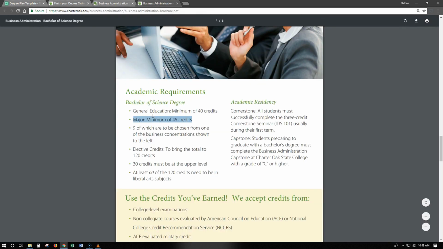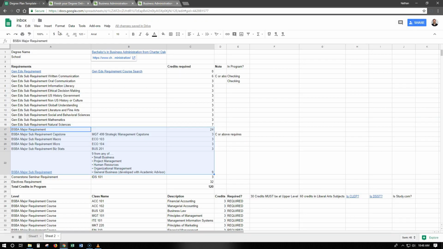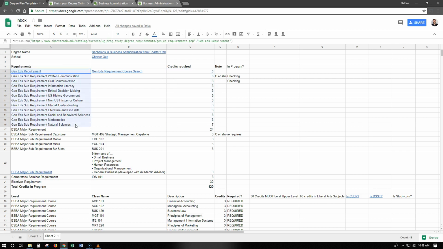So this must be the major requirements. Then it says you need general education minimum of 40 credits. Okay, so this is 40 credits. If I add all this up, this gen eds requirements section here, you can see I labeled all these gen eds, and I add up that column, it pops to 40. So this is 45, this is 40, now we're at 85, which must mean that this is another 35 credits for a total of 120.